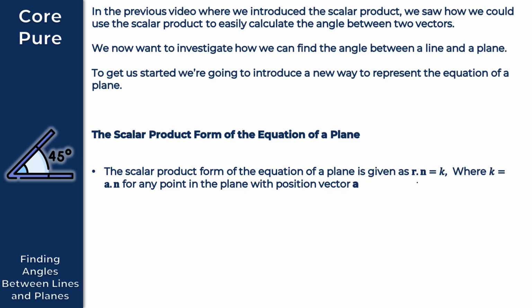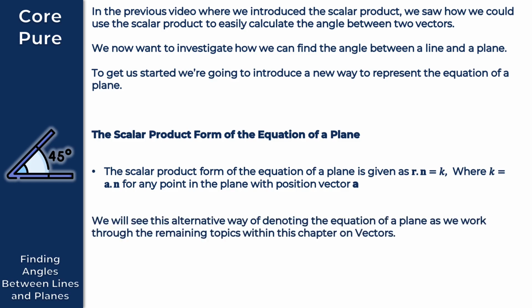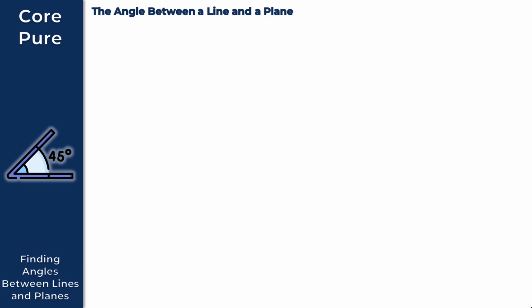So this is an alternative way that we can denote the equation of a plane, and as you can see, we call this the scalar product form of the equation of a plane. This is probably an easier way to work with the equation of a plane, and you will see this quite extensively as we work through the remaining topics within this chapter on vectors. So to get us started, let's take a look at how we find the angle between a line and a plane.